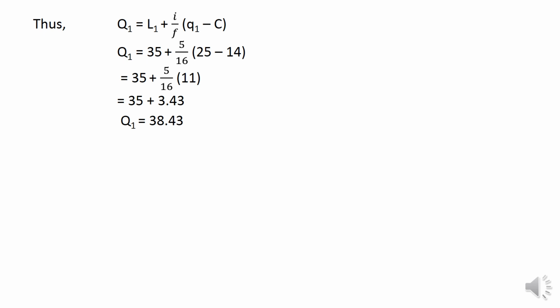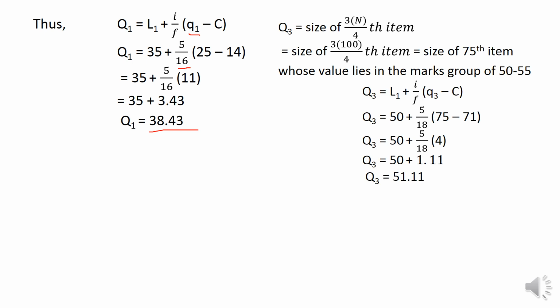So we will calculate first of all Q1, and for calculating Q1 in continuous series we will put the formula: Q1 is equal to L1 plus I divided by frequency times (Q1 minus C). Q1 is here 25, C is the cumulative frequency that I have mentioned earlier. So frequency will be 16, 25 minus 14, and when we calculate this we get 38.43.